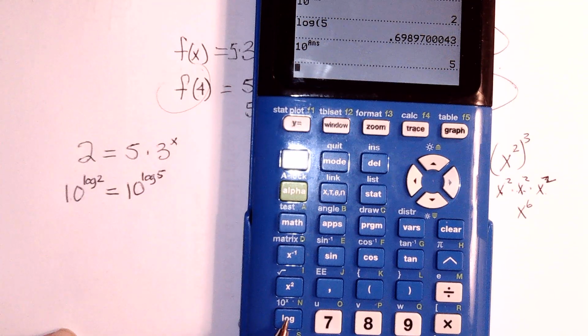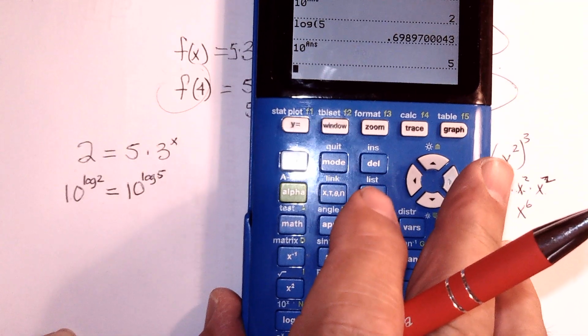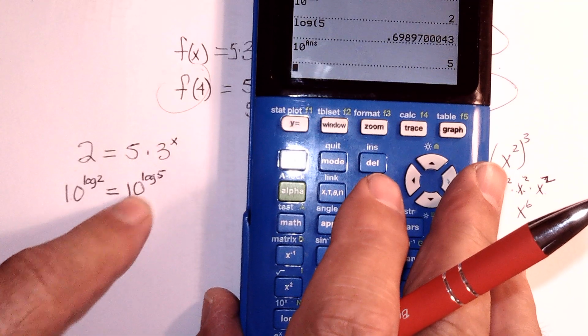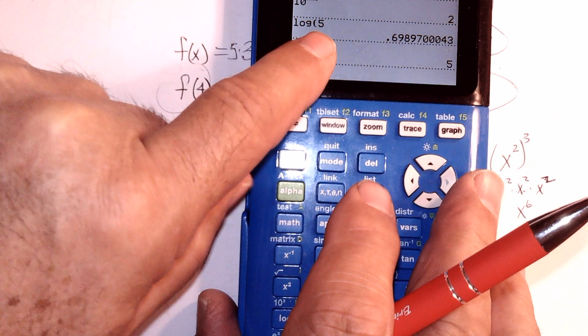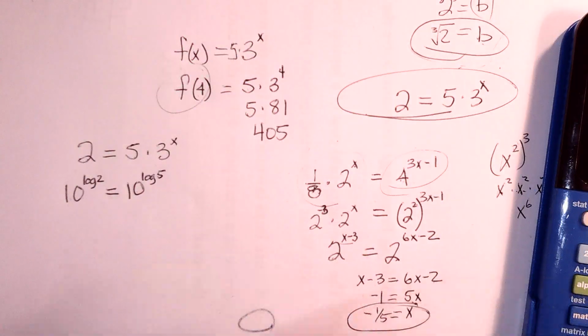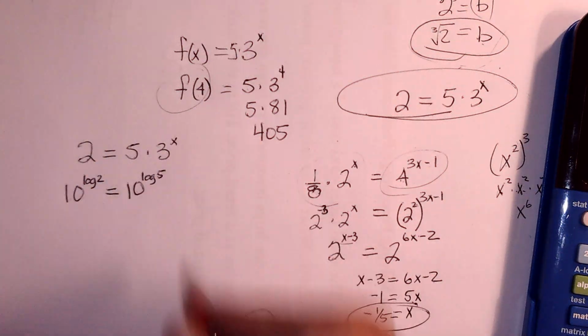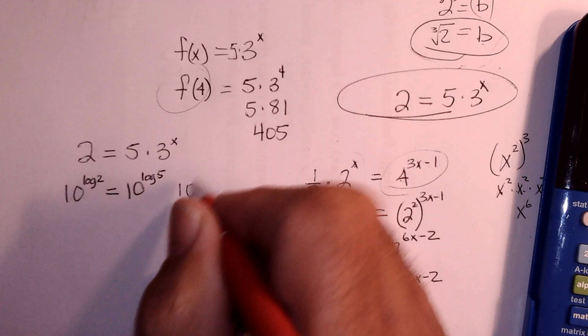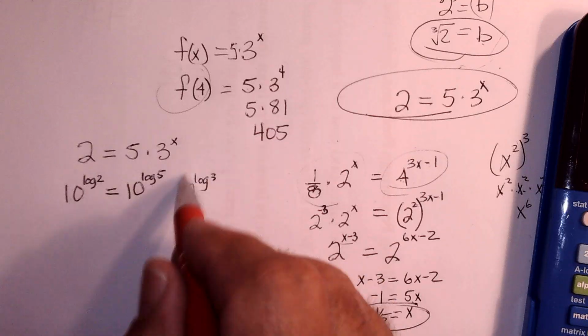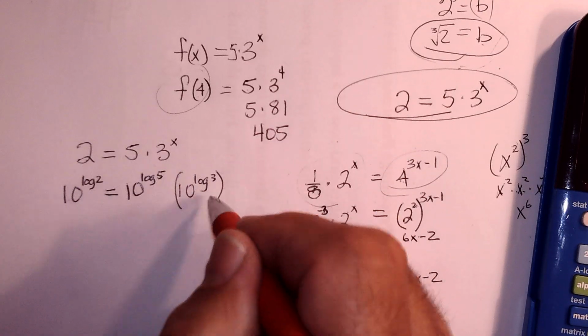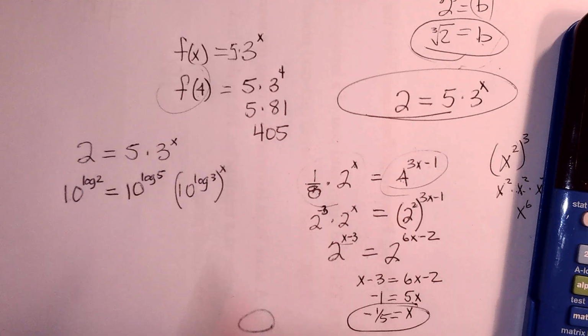So this button log is just a bunch of tables for telling us what is the power of 10 that makes 5 or 2 or whatever we need. Well, we need 3. So that would be 10 to the log 3. That's a 3. And 3 is to the x.